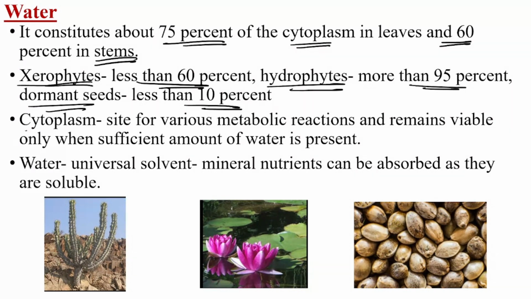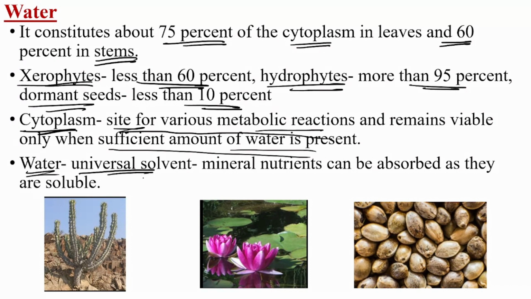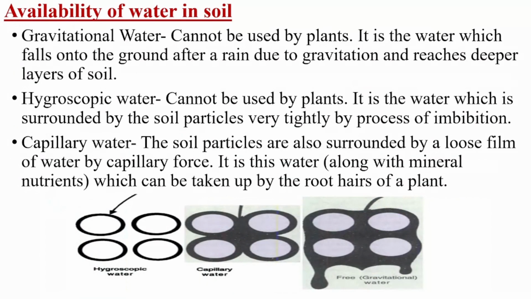And cytoplasm we already discussed, it is the site where all the metabolic reactions take place, and it is viable only when there is a sufficient amount of water present in it. Water acts as a universal solvent, and that's the only reason why, when roots take up water from the soil, it's not just the water but also the mineral nutrients present in the soil, which get dissolved in water, and the roots take them along with water.